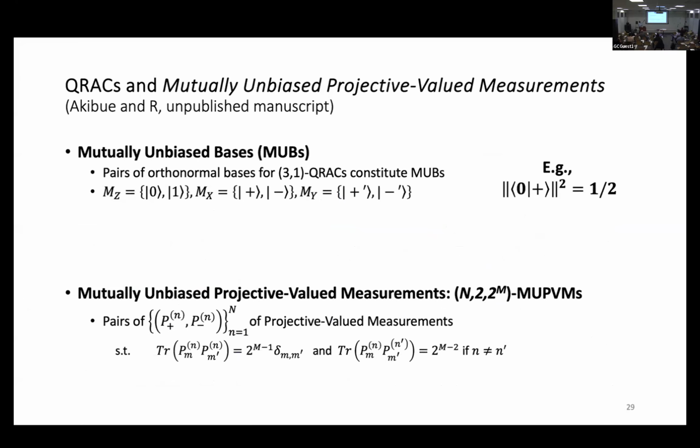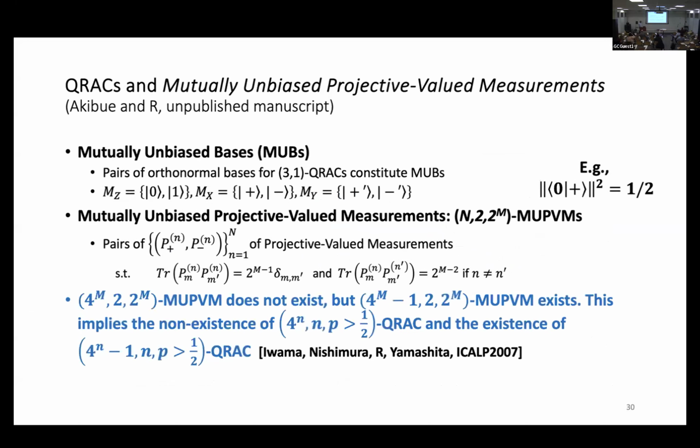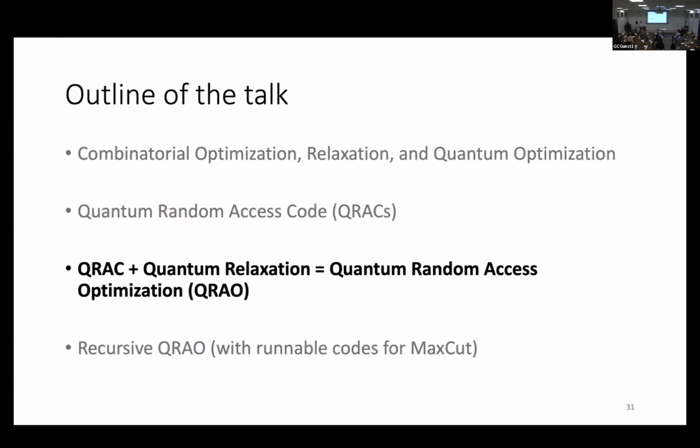And actually, what's the connection? Theory-wise, it has a connection with mutually unbiased bases. But actually, we need a larger definition, which we call mutually unbiased projective value measurements. And we saw that the existence or non-existence of this random access code correlates to these mutually unbiased projective value measurements. We have theorems about the existence and non-existence connecting them, but this is not relevant for this presentation. What I'm going to do is show how to use this random access code for quantum relaxation. And then we got our quantum random access optimization, or QRAO.